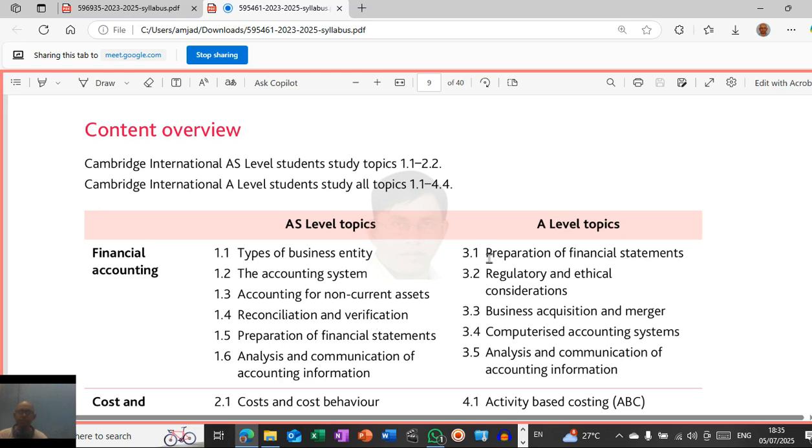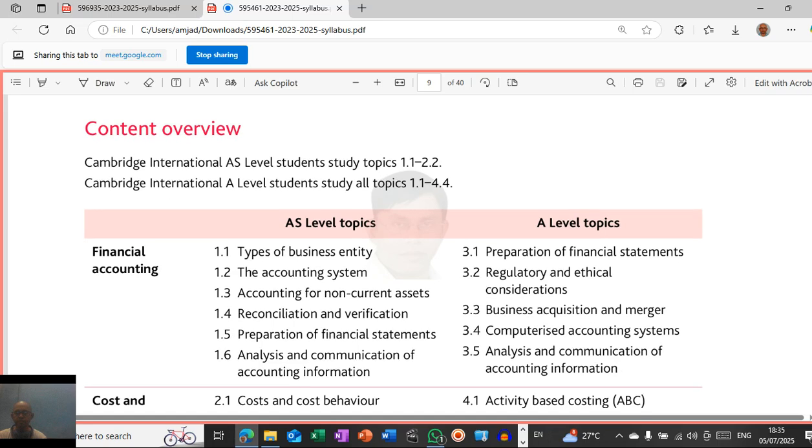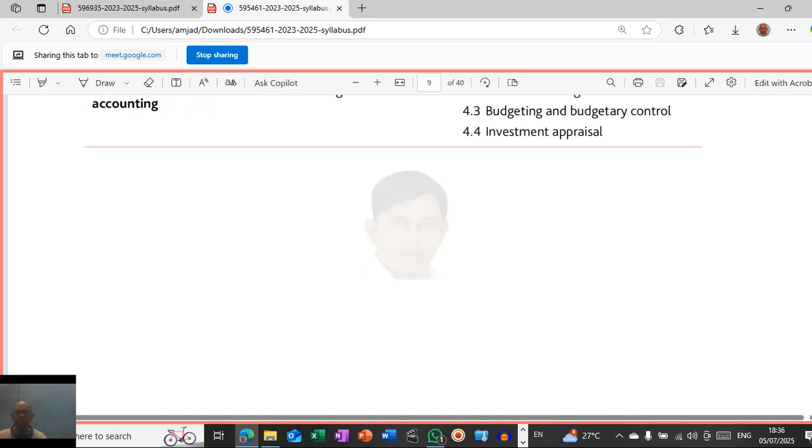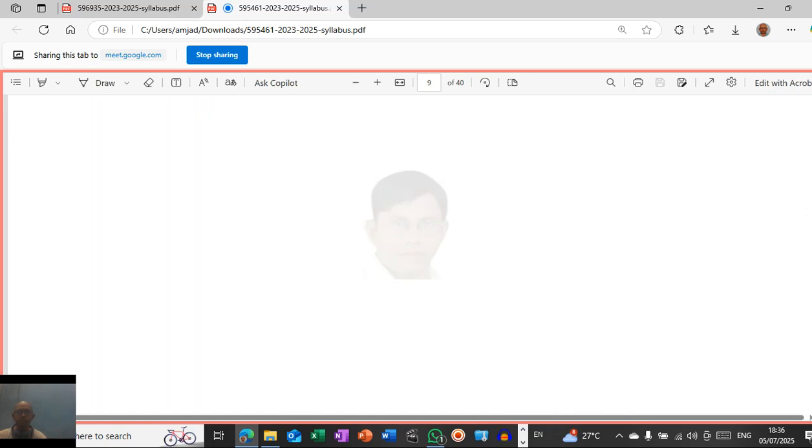A level topics are preparation of financial statements, regulatory and ethical considerations, business acquisition and merger, comparative accounting systems, analysis and communication of accounting information. Then there is another part.